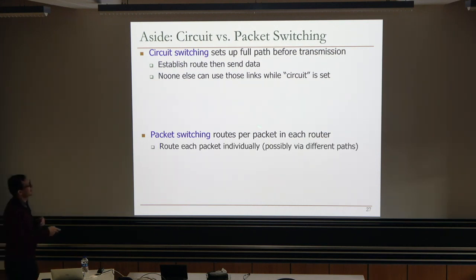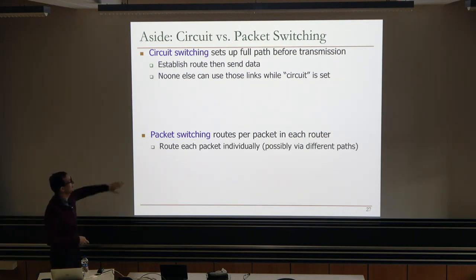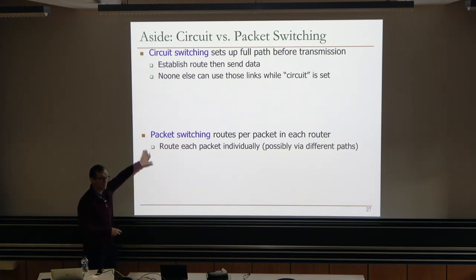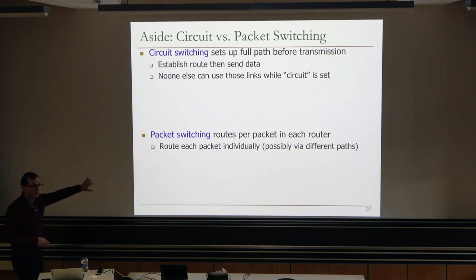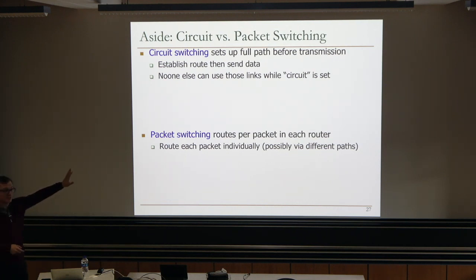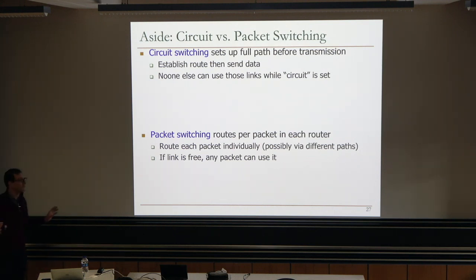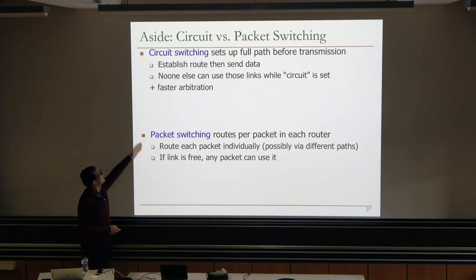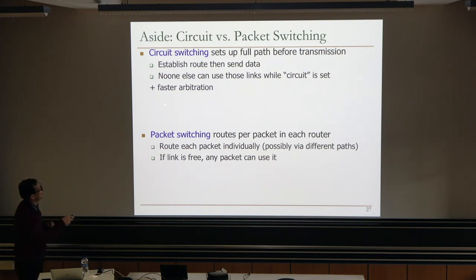Okay, packet switching on the other end routes per packet in each router. You route each packet individually, possibly via different paths. Depending on your topology, you have more freedom or less freedom in terms of which paths you can use. If the link is free, any packet can use it. So that's the beauty of it. It's very flexible. Okay, let's go back over here. But because of that flexibility, it has higher arbitration overhead.